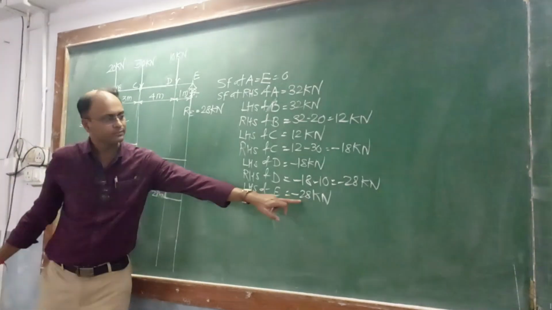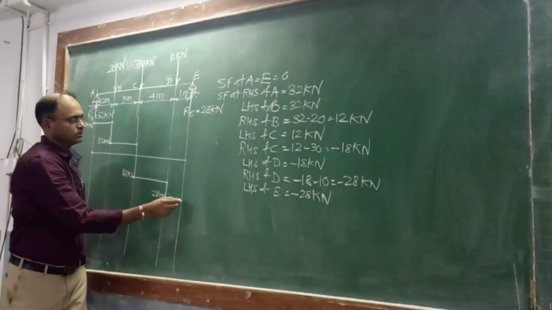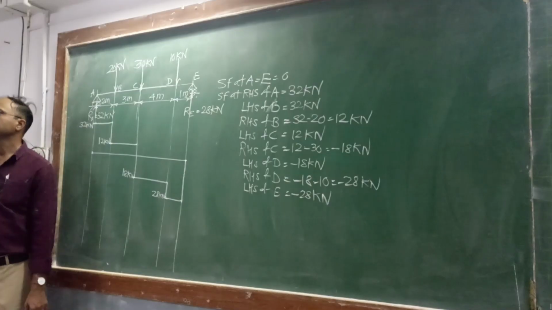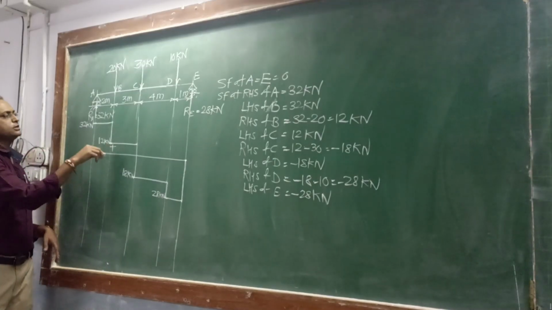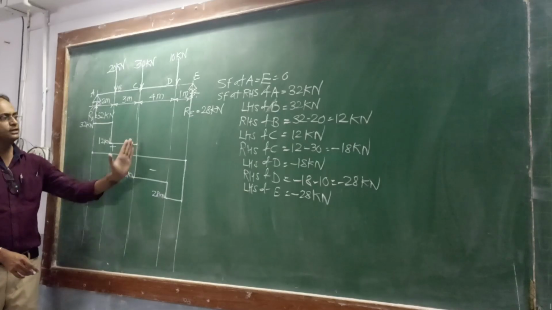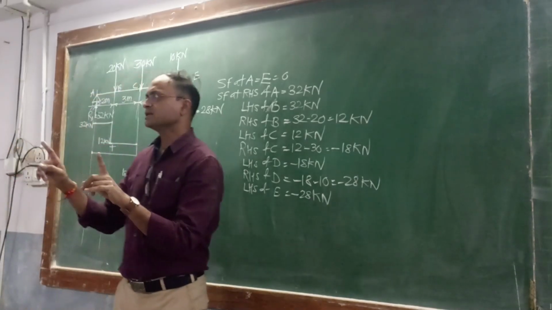And what is the value here? At E, minus 28, and the final value is 0. Okay, so we have to connect it with 0. Is it understood? This is positive shear force, this is negative shear force. So here the shear force changes direction. Okay, are you understanding or not?